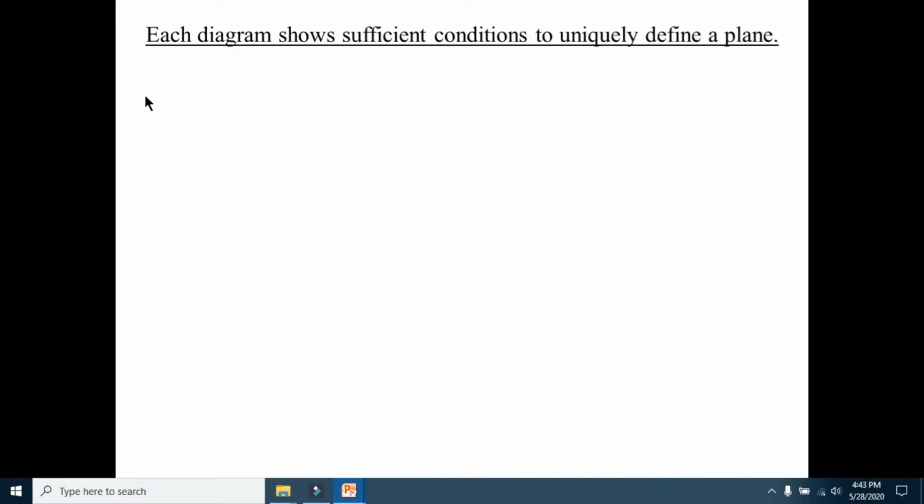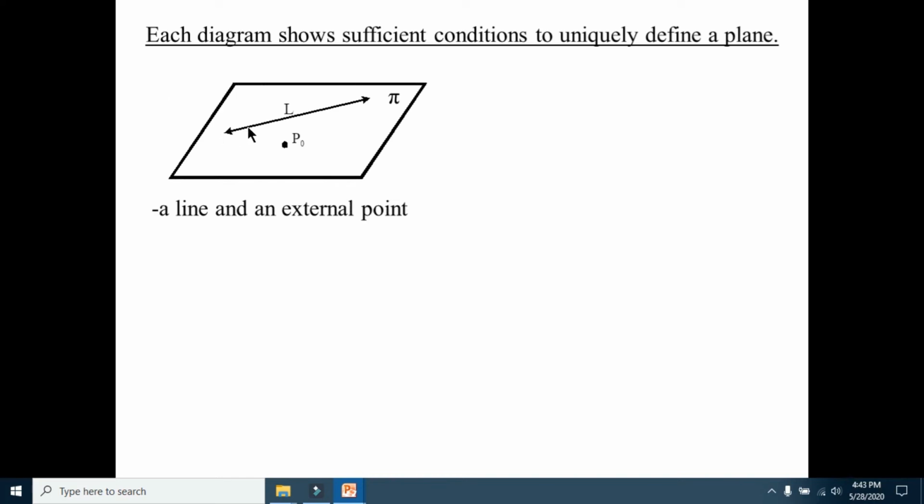Each diagram that I'm about to show you shows sufficient conditions to uniquely define a plane. For example, if there's a line and an external point, the point's not on the line, there's only one plane that contains these two, and so the line and the point uniquely define a plane.